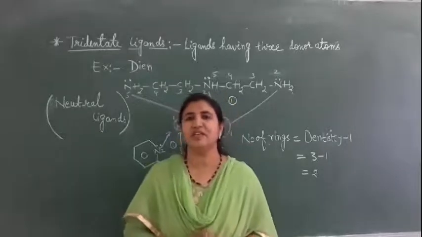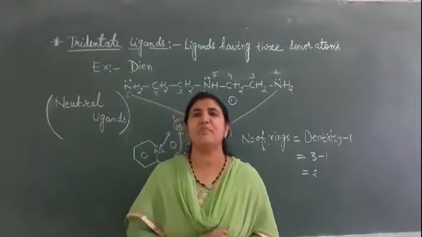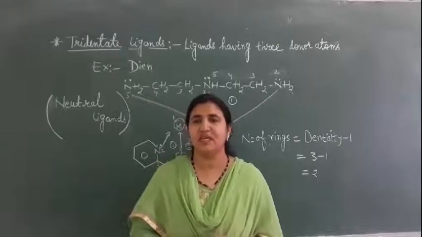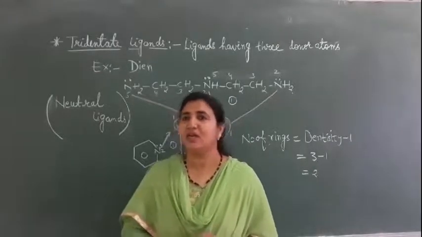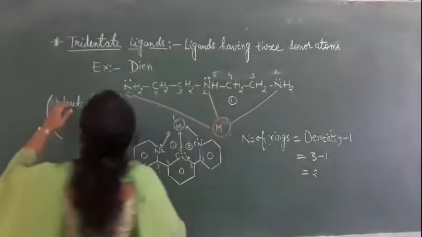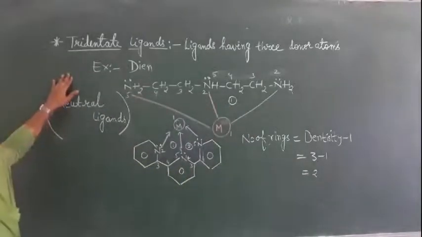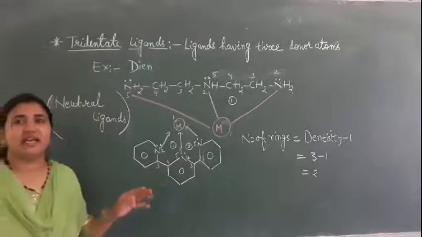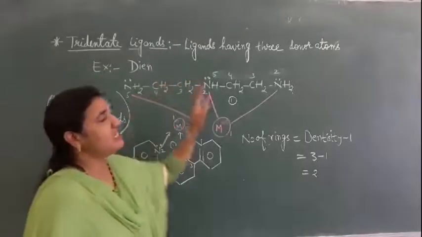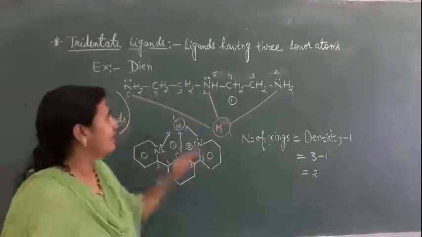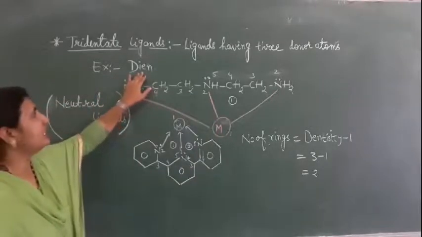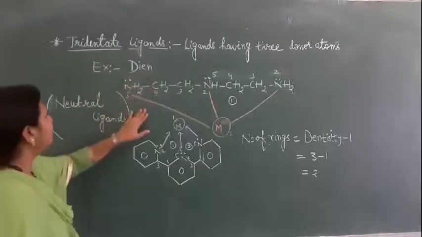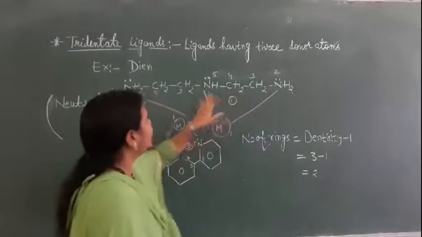Students, in today's class we are going to see the remaining part of ligands. Yesterday we have seen monodentate ligand and bidentate ligand. Now today we are going to see the tridentate ligands. Tridentate ligand means the ligands which have three donor atoms. Example is diene, in short we will say diene. The full name is diethylene triamine.